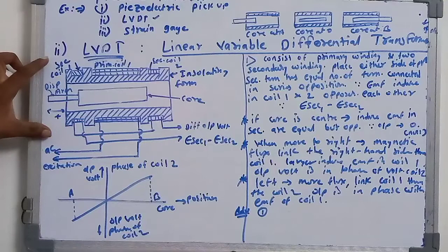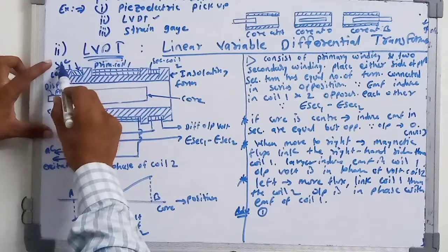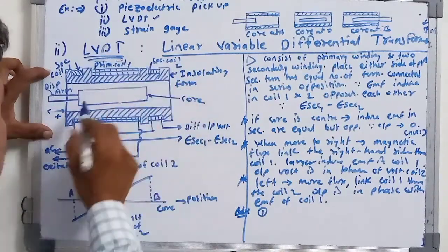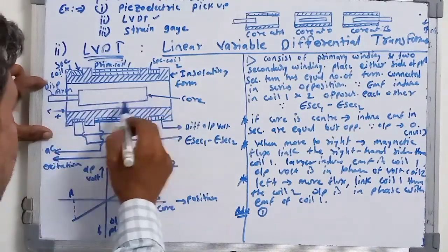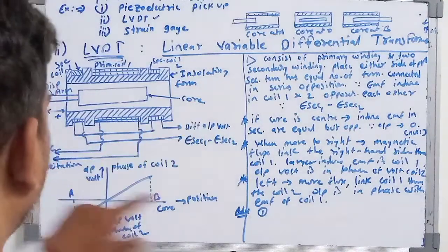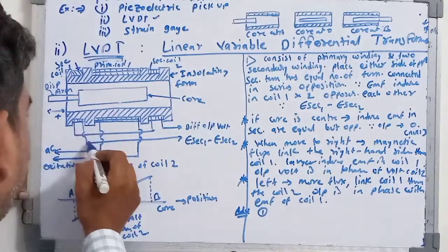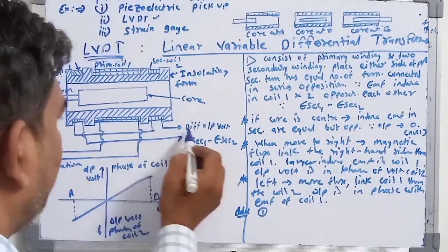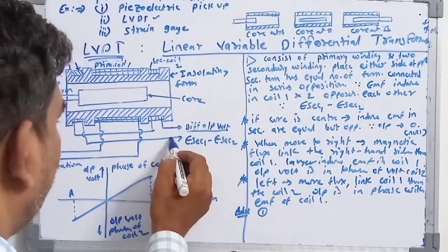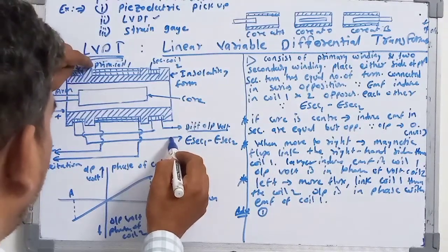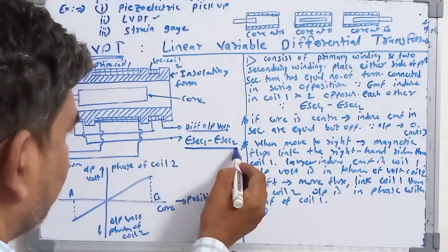Here, the diagram shows the primary coil, secondary coil number 1 and secondary coil number 2. In between these coils there is a displacement arm, and what you are observing here is a core. The coils are connected to a common point, and it produces the differential output voltage. The EMF induced in coil 1 and coil 2 gives you the difference.